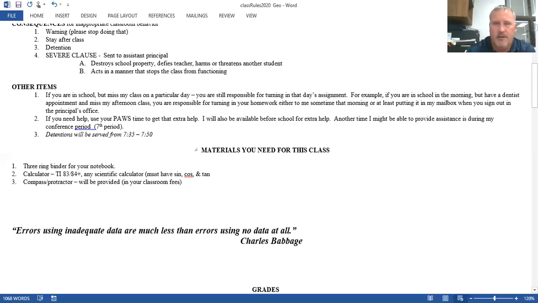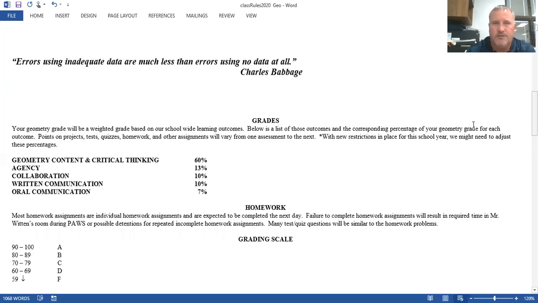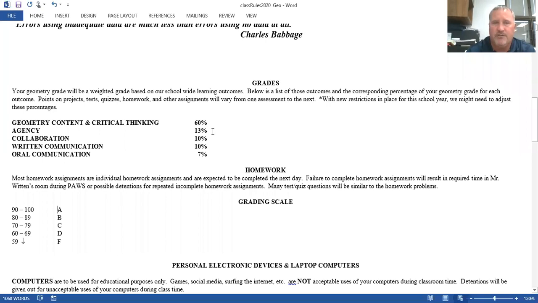As I continue on here, there are the school-wide learning outcomes at VWHS High School and the percentages each one of those accounts for in geometry. I'll just note that agency is higher than the rest of these other school-wide learning outcomes, simply because my agency grade is all of my homework grades. I believe it's very important for students to practice their problems or to do the homework. So that agency grade is higher than the rest, simply because we're going to do a lot of homework problems in here. You can see my grading scale and personal electronic device or computers.